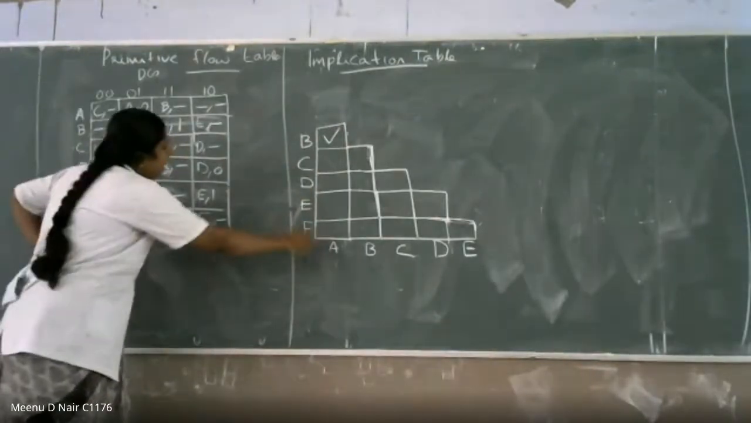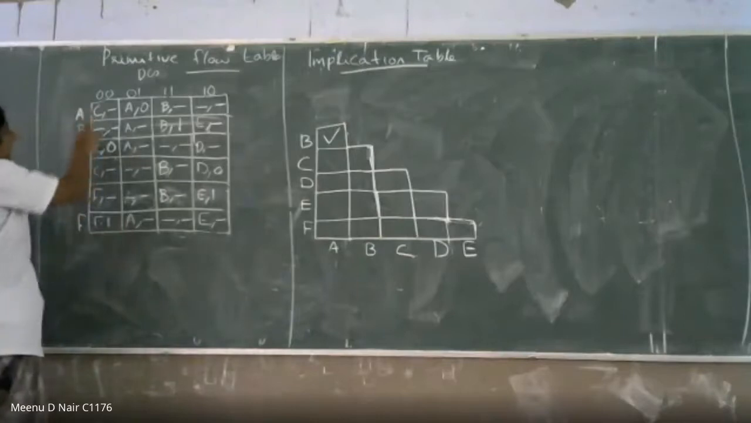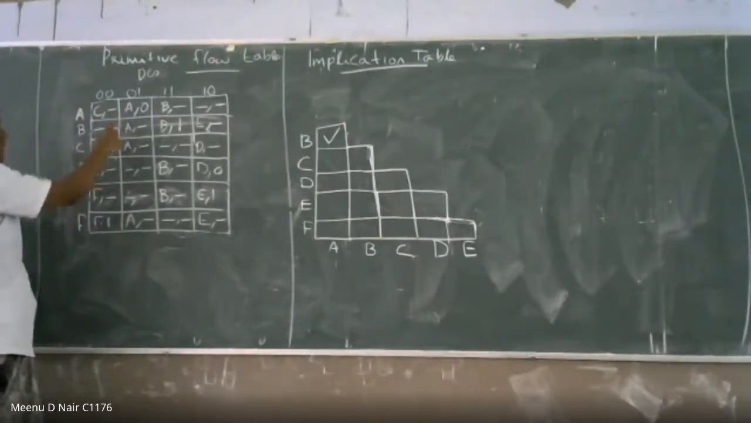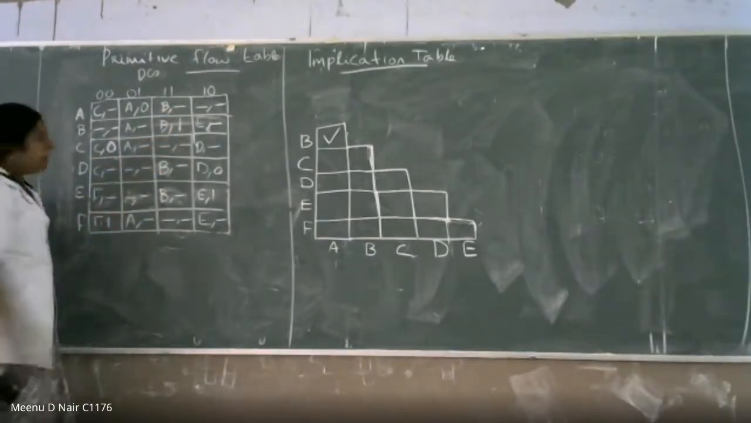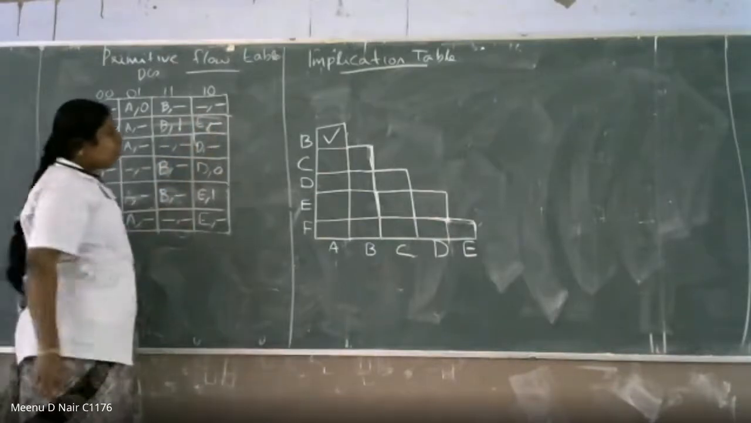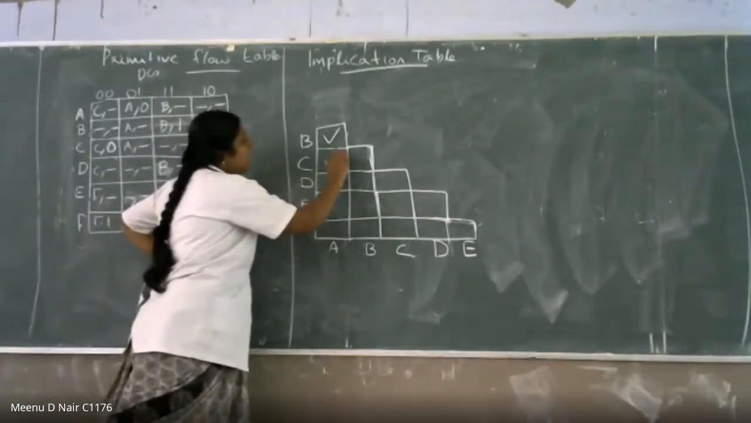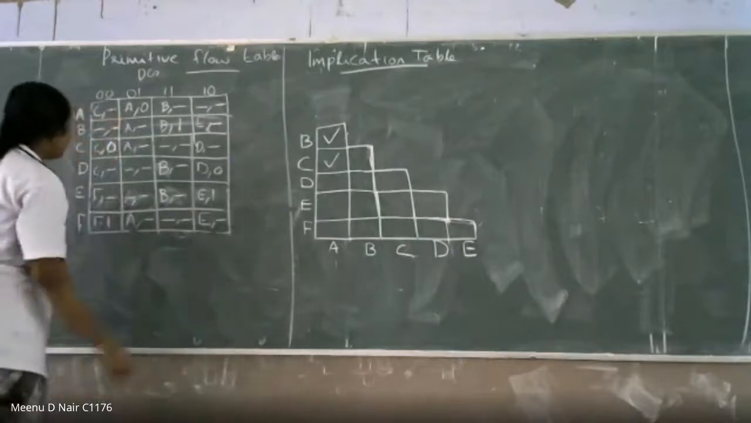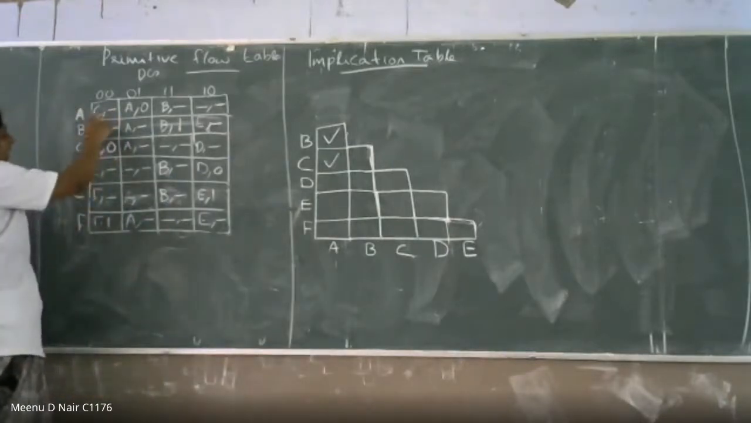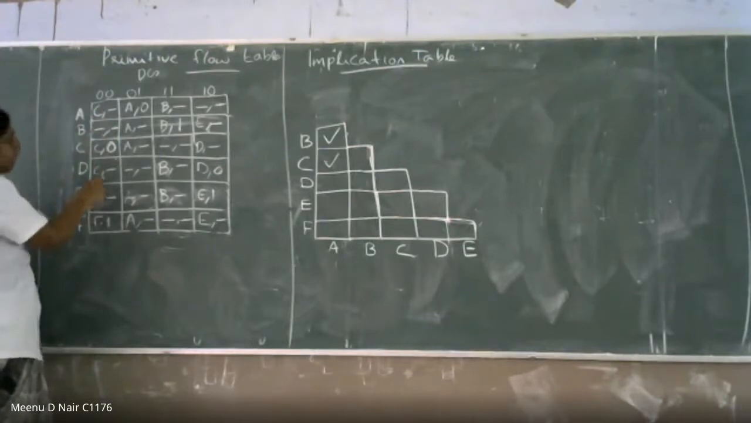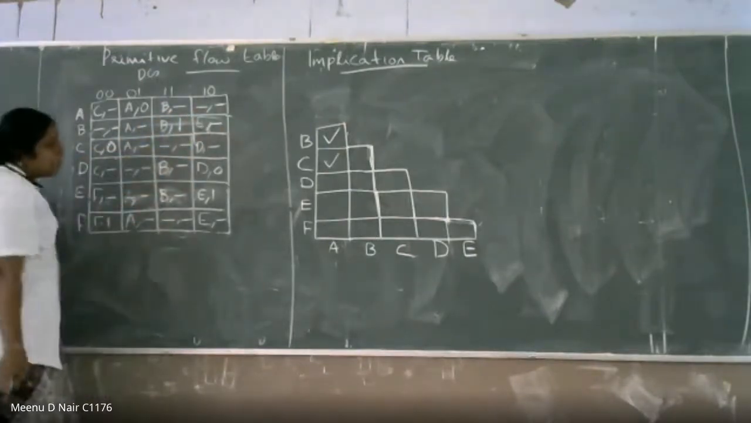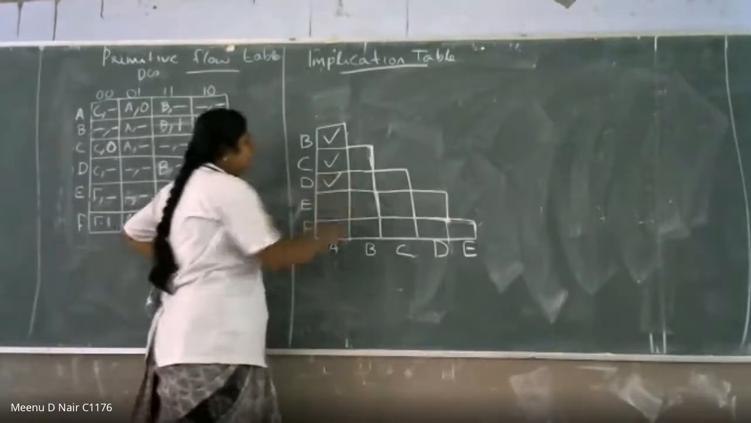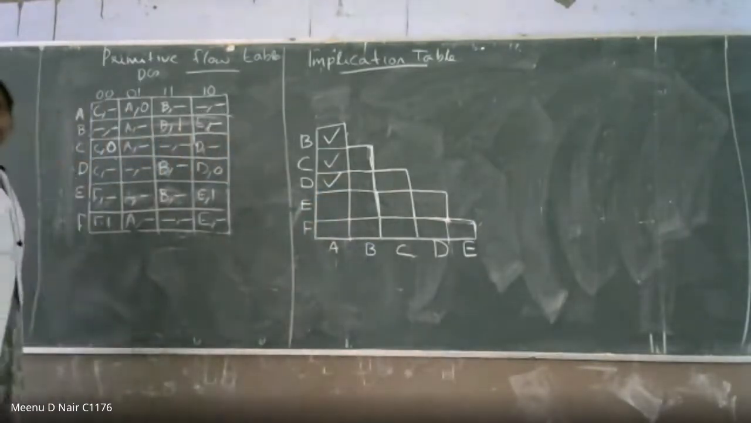Then we are comparing A and C. See here 0 dash, that is comparable. A, 0 dash, that is comparable. B, dash dash dash, that is comparable. Dash D dash dash, that is also comparable. So A and C are comparable. Then comes D. C comma dash is comparable. A comma 0 dash is comparable. B comma dash is comparable. Dash comma dash, C comma 0 is comparable. So A is comparable with D.